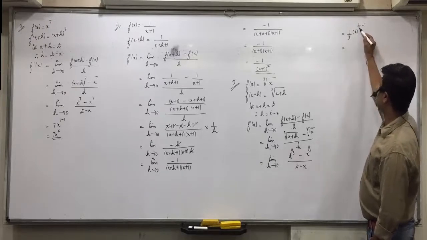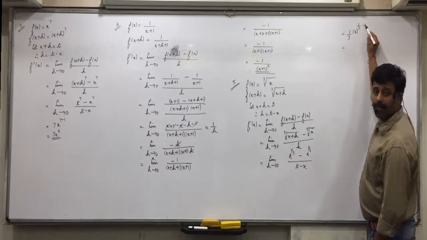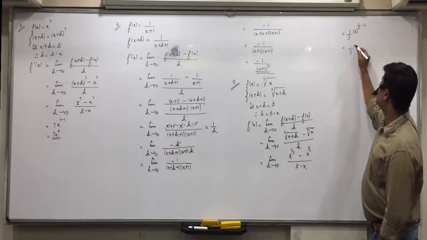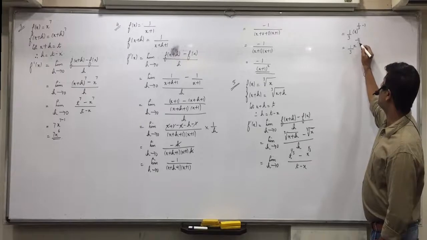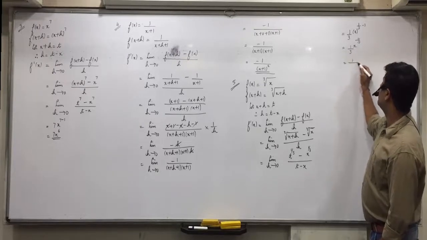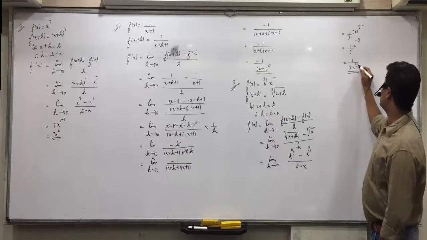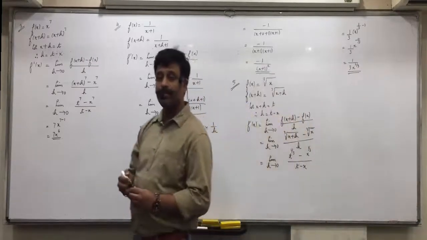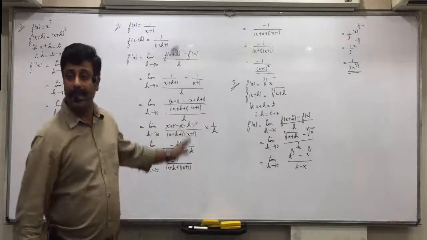Minus 2 by 3. 3 into 1 will become 3. And what is 1 minus 3? Minus 2. So x raised to minus 2 by 3. And minus means you will bring it in the denominator. So 1 upon 3x raised to 2 by 3 is the final answer. Did you understand this, everyone?